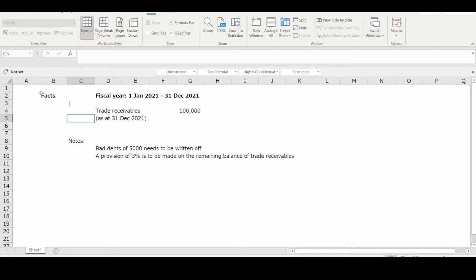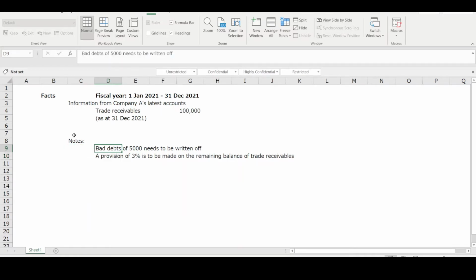They told us the trade receivable is 100,000 as at year end, right? So they give us the end balance, but can we trust this number? Maybe not. So they give us a bit more notes. Bad debt of 5,000 needs to be written off, and then a provision of 3% is to be made on the remaining balance of trade receivables. So I need to do adjustments related to these two pieces of additional information.